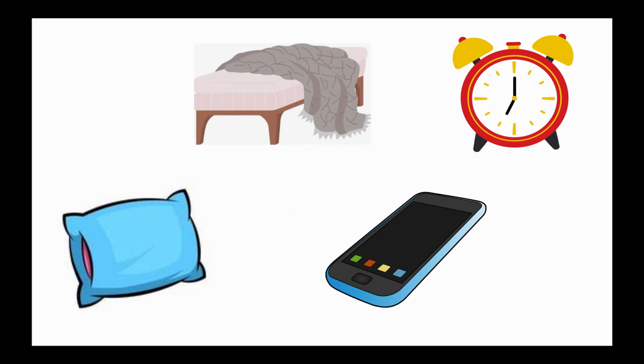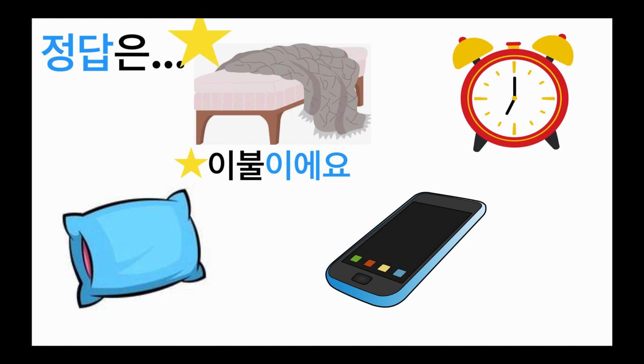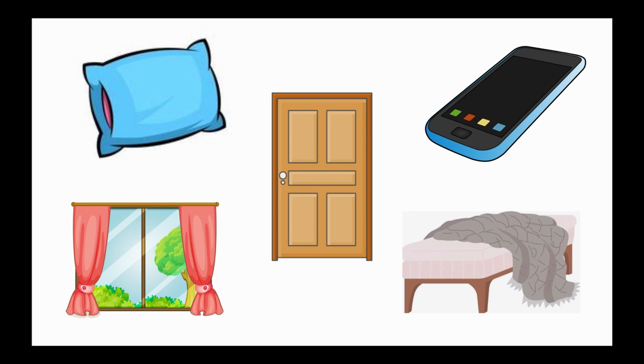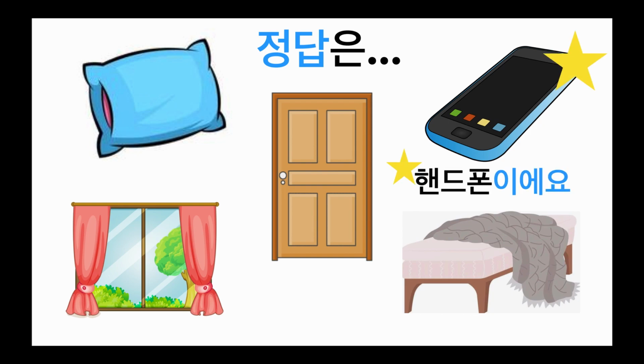Round 2. Let's add one more item. 베개가 아니에요. 시계가 아니에요. 핸드폰이 아니에요. 정답은 이불이에요. Round 3. 5 items this time. 문이 아니에요. 창문이 아니에요. 베개가 아니에요. 이불이 아니에요. 정답은 핸드폰이에요.